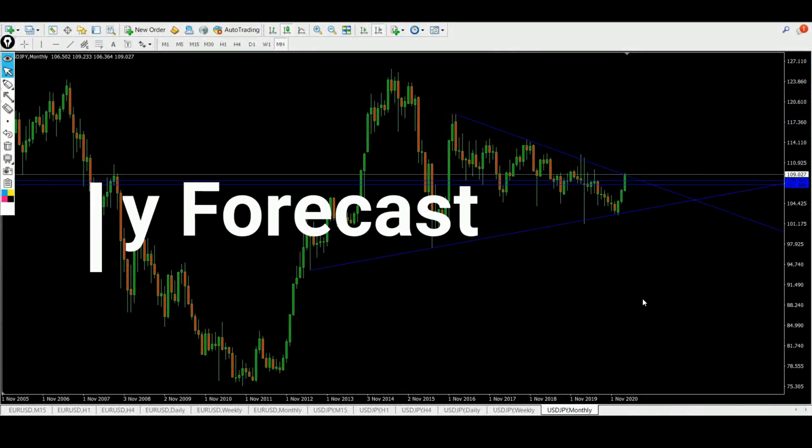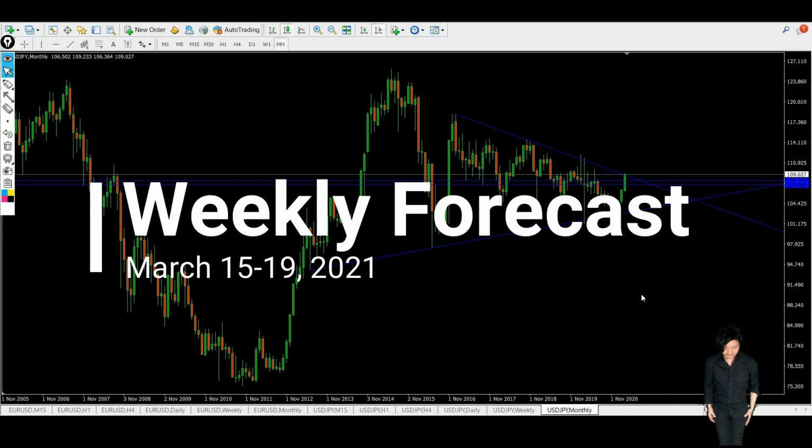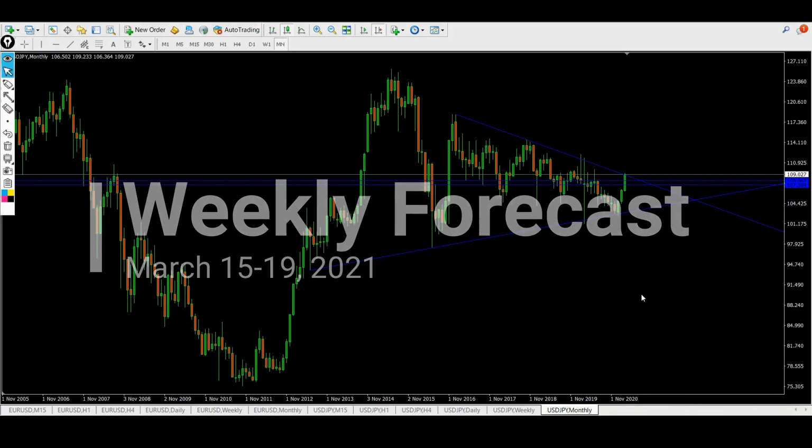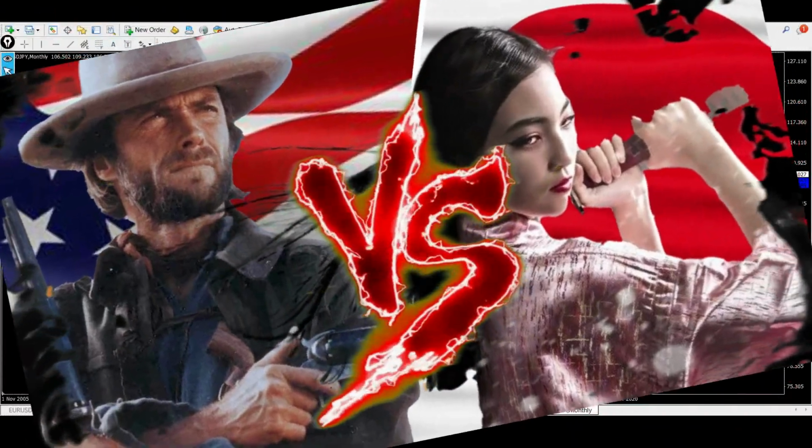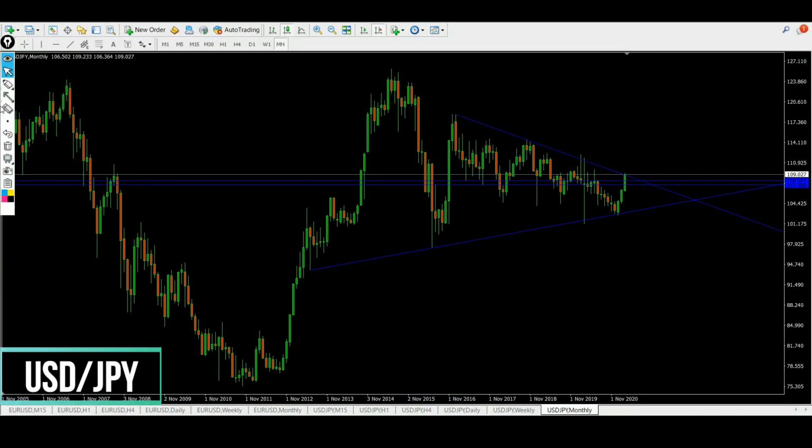Hey guys, this is a weekly forecast for March 15th through the 19th of 2021. Okay, we'll start off with the USDJPY pair. Now this is a monthly chart. We'll start off with an overview.